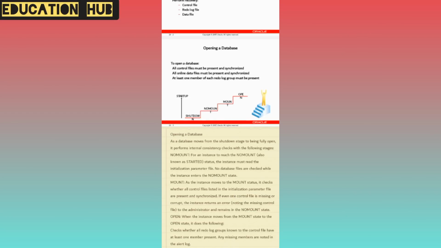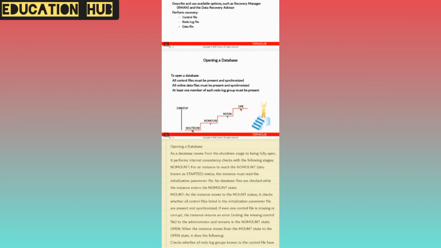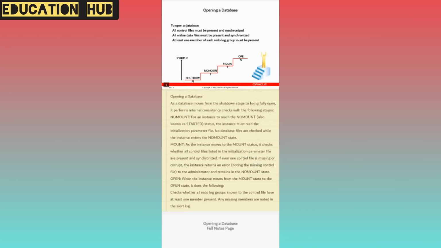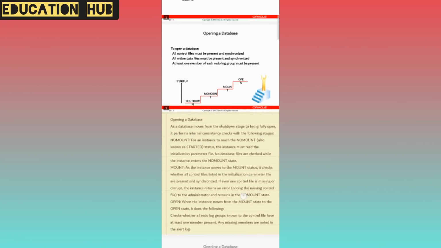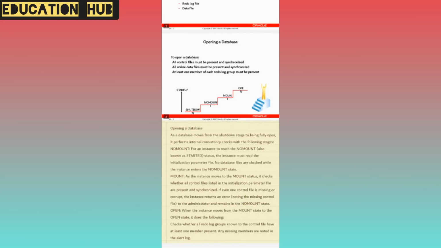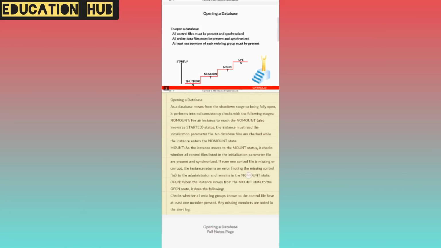So for startup, here we have the graphical representation. We have shutdown, nomount, and the open. So nomount for an instance restore, also known as the start status. The instance must read the initialization parameter files. So no database files are checked while the instance enters the nomount state. When it enters the mount state, as the instance moves to the mount state, it checks whether all the control files listed in the initialization parameter files are present and synchronized.